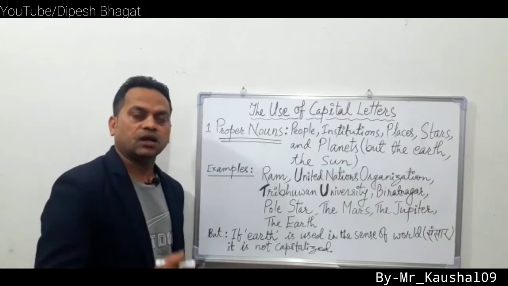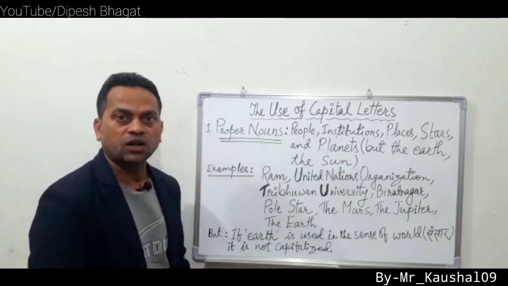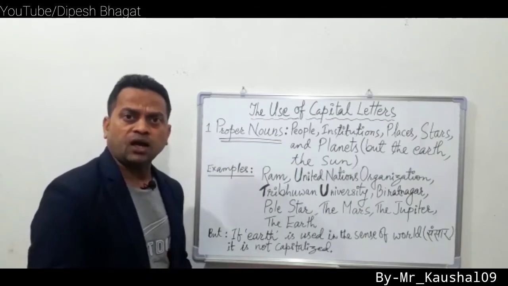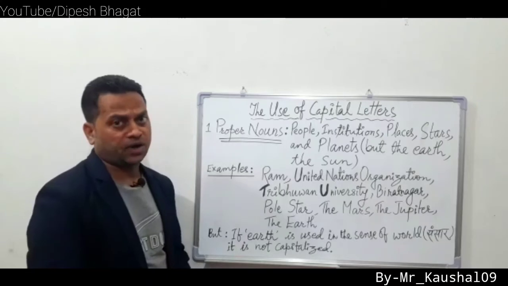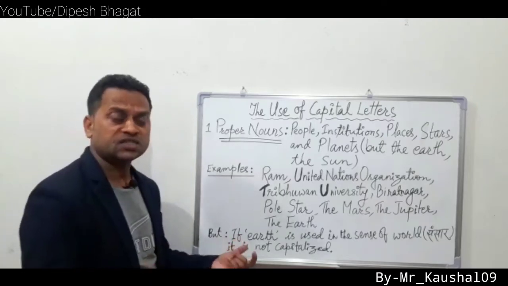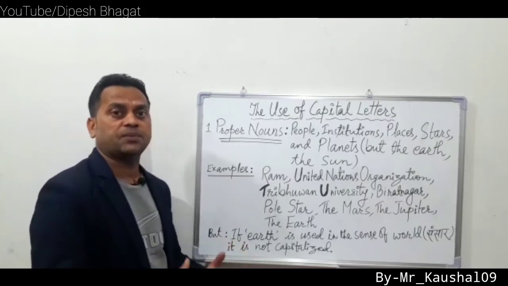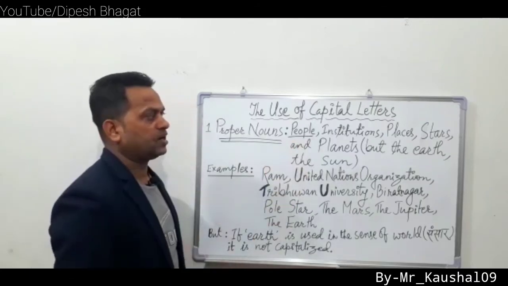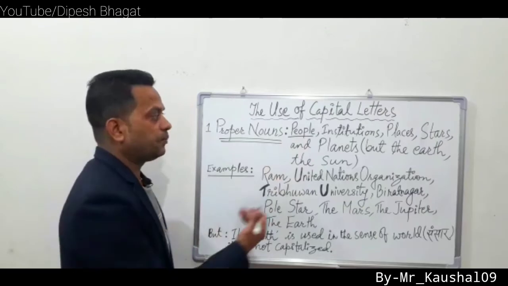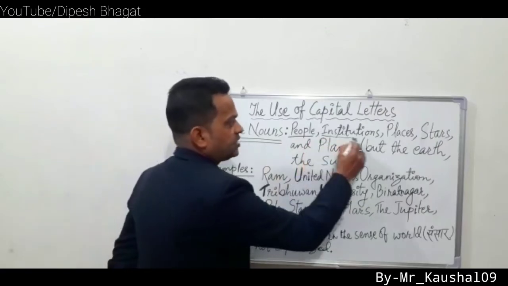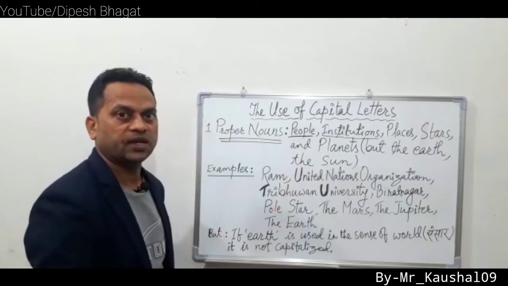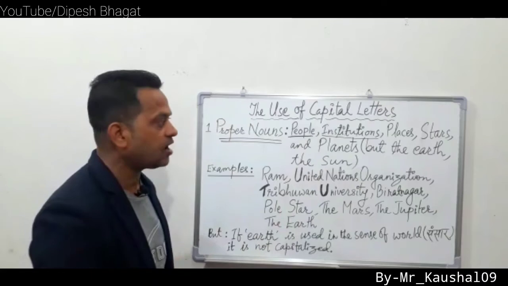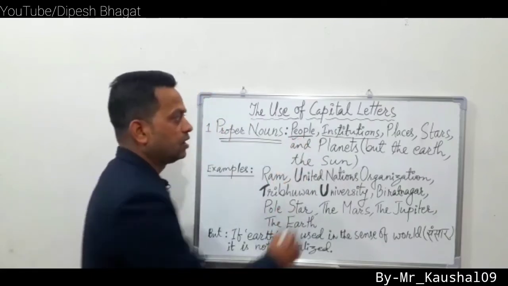For example, Ram is a proper noun, John is a proper noun, Albert Einstein is a proper noun, America is a proper noun, Biratnagar, Nepal, proper nouns. Yes, before proper nouns we use capital letters. Now, a proper noun can be the particular name of a person, for example, John Smith, Albert Einstein, William Shakespeare, William Wordsworth, Lakshmi Prasad Devkota. These are people, proper nouns.